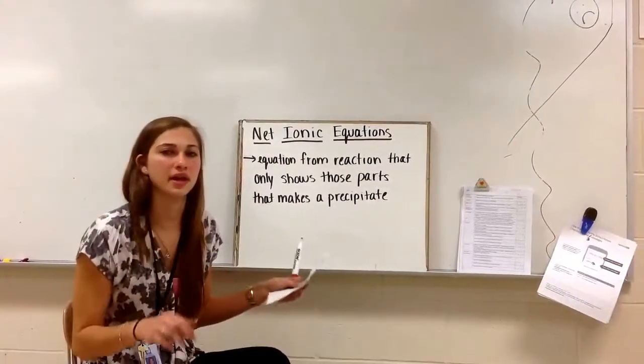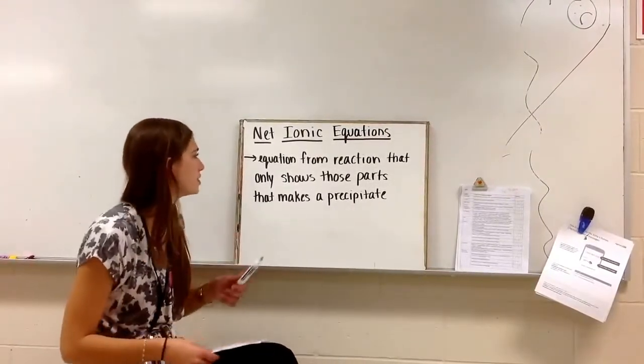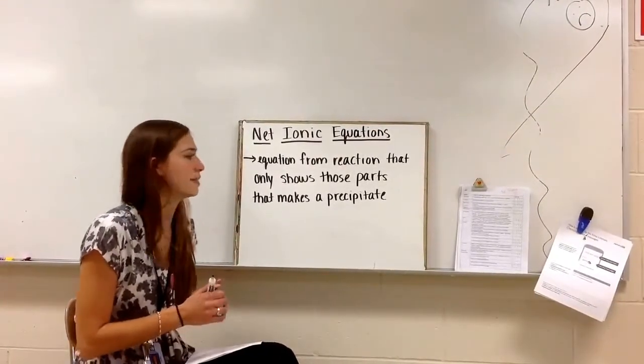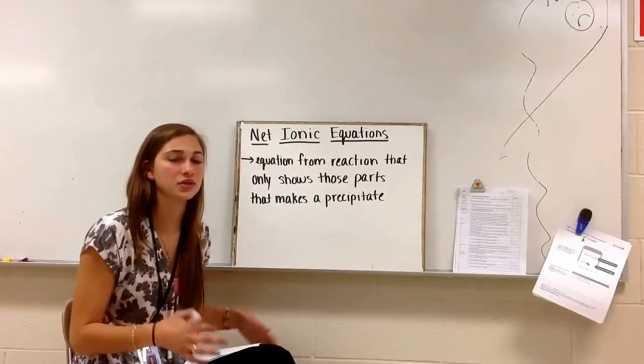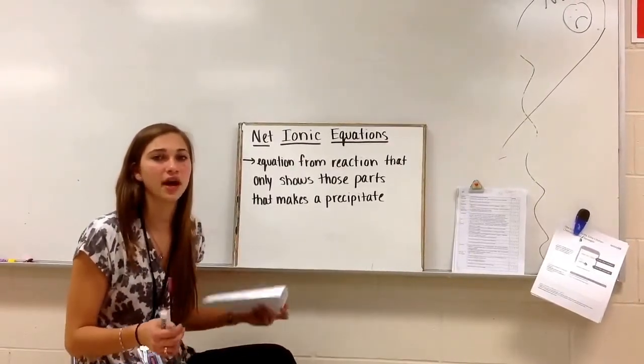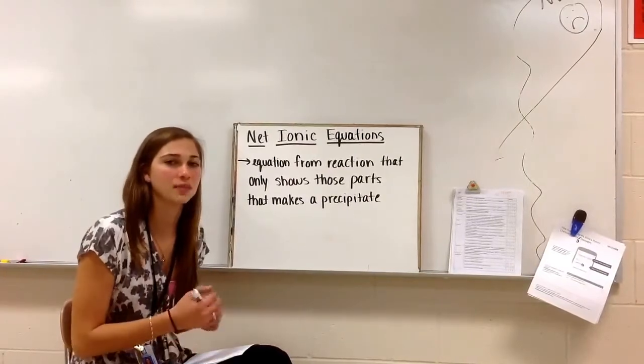Going to talk about net ionic equations. So, an equation from a reaction that only shows those parts that make it precipitate. So we have to be able to use our solubility rules to figure out which part of the equation is going to help us make a solid.